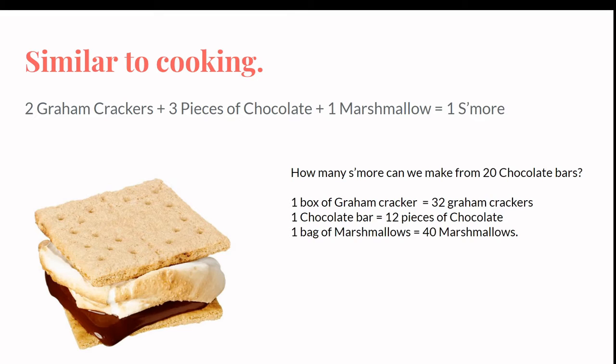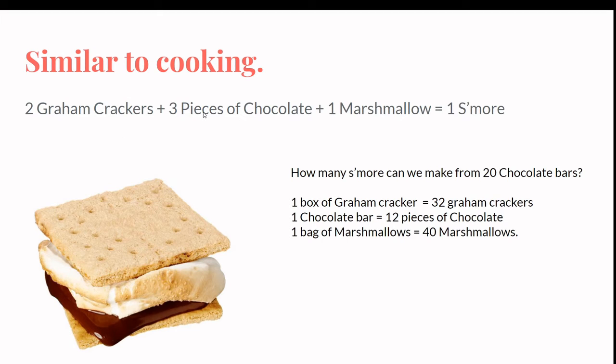Okay? Now, this right here, as a reminder and pullback, is moles. So we're actually using this as a placeholder for moles. And remember, if we're going to read this as a stoichiometric process, we would say that 2 moles of graham crackers and 3 moles of chocolate come together with 1 mole of marshmallows to make 1 mole of s'mores. Okay? So this is a nice shortcut.